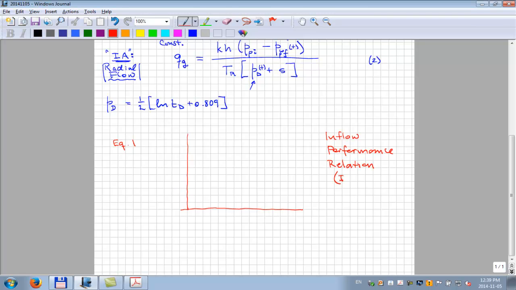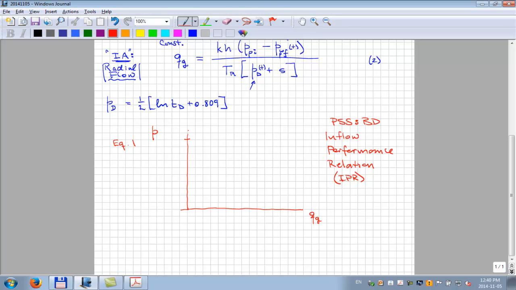Any of you foreigners who have had this stuff before, have you heard of the IPR? Yeah? Okay. Inflow performance relationship. And what we're going to plot is pressure versus rate. Okay? And this is for pseudo-steady state or boundary dominated flow.